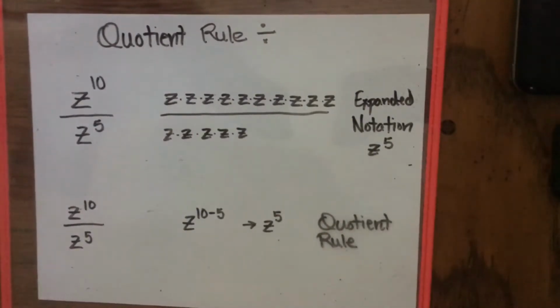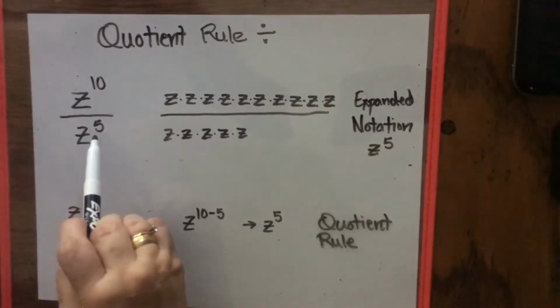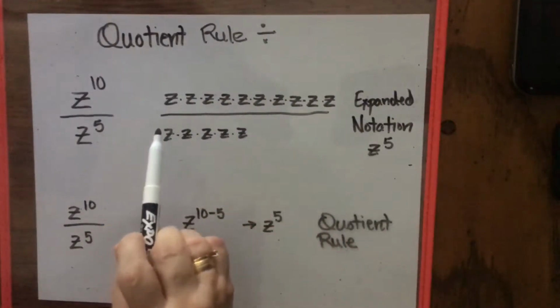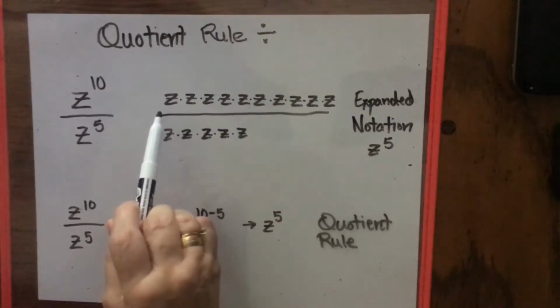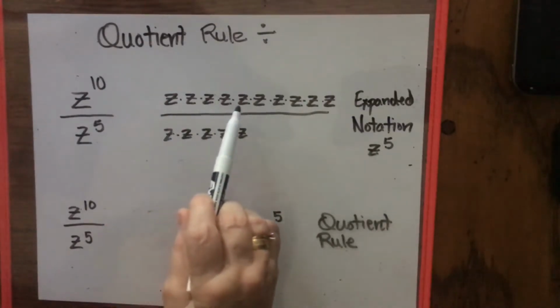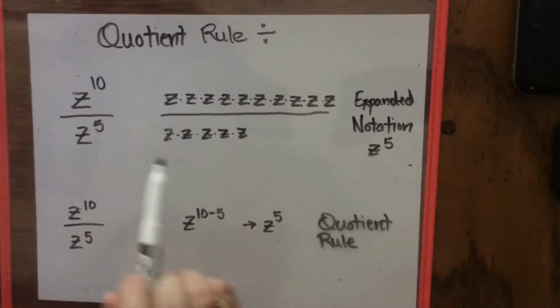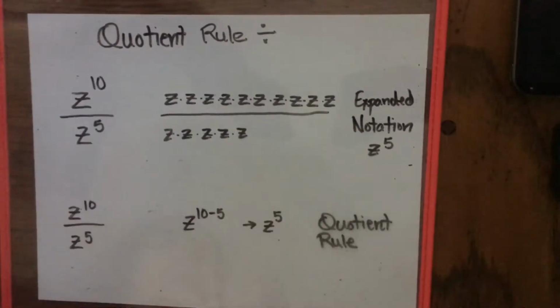So for this one, we have z to the 10th power and z to the 5th power. Okay, we can write each one of these in the numerator and the denominator in expanded form. So I should have 10 z's up here, 1, 2, 3, 4, 5, 6, 7, 8, 9, 10, and we're multiplying them as we go along. In this one, we have 1, 2, 3, 4, 5 because it matches with our exponent of 5.